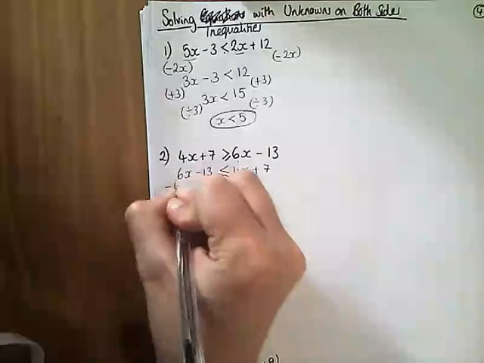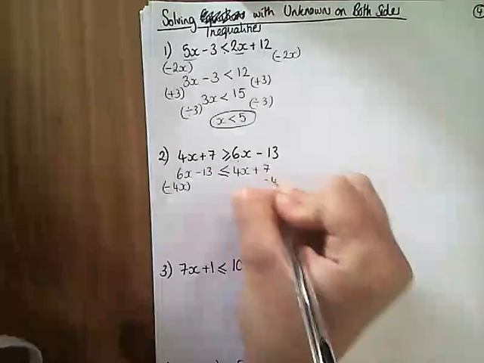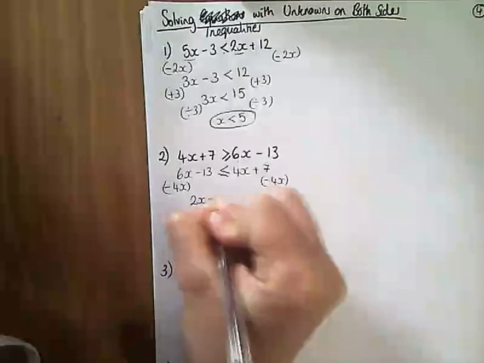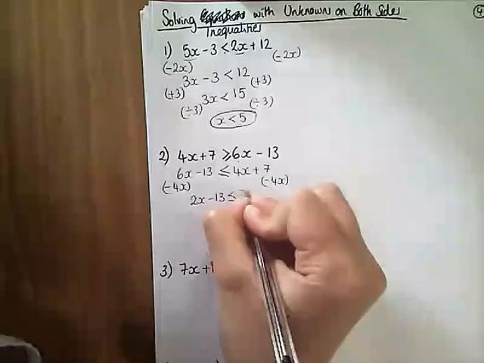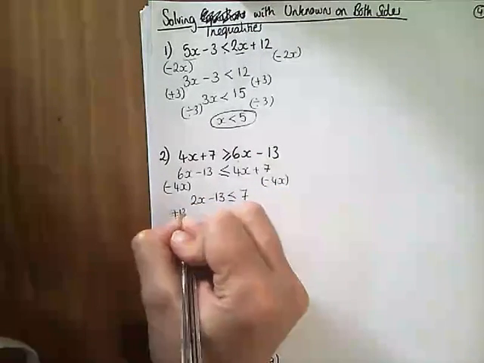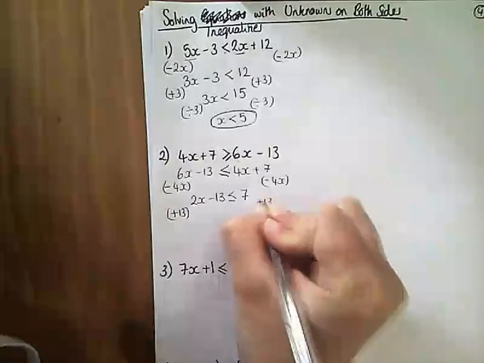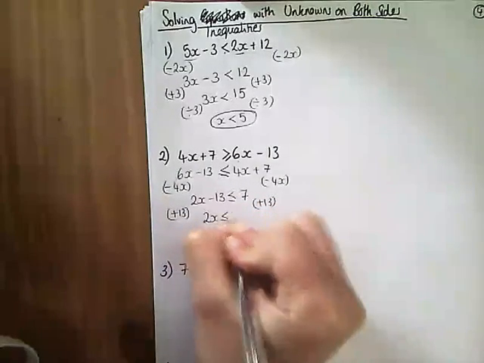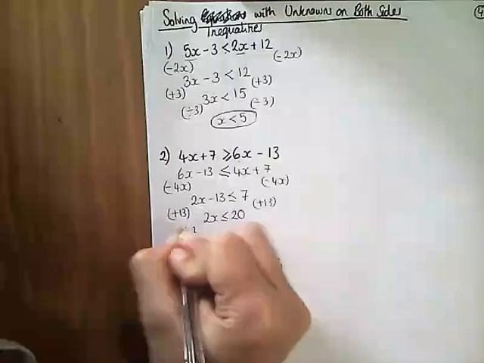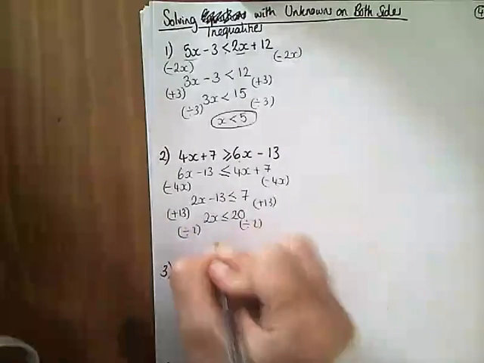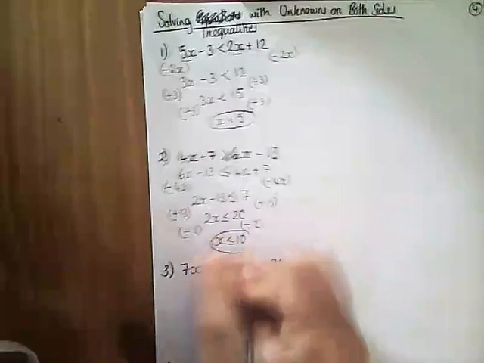Okay, and then it should be straightforward. So take away 4x from both sides. So we get 2x minus 13 is less than or equal to 7. Then we can plus 13. So you get 2x is less than or equal to 20. And divide by 2, x is less than or equal to 10.